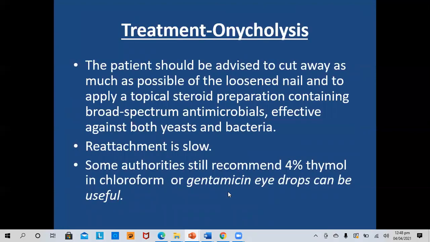Treatment of onycholysis: the patient should be advised to cut away as much of the loosened nail as possible and to apply a topical steroid preparation containing broad spectrum antimicrobials that should be effective against both the yeast and the bacteria. The better approach is using mixed creams like Bacutin N or any other adequate mixture, along with antibiotic or antifungal lotions like clindamycin lotion with the Dermosporin lotion. The reattachment is slow. Some authorities still recommend 4% thymol in chloroform or Gentasyn eye drops for treatment of onycholysis.